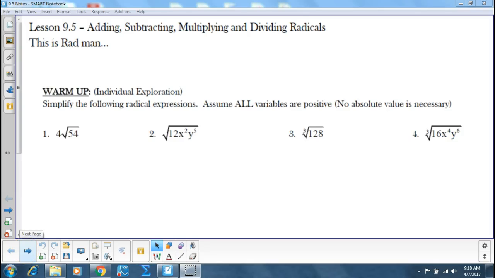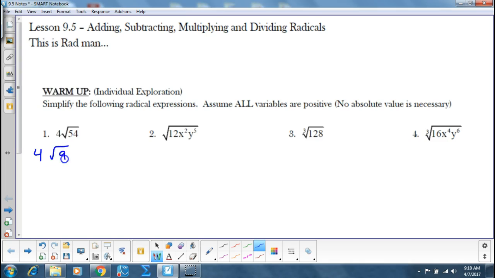So let's spot check the first one. So 4 is outside, correct? Okay. So that's going to be 4. 54. What does 54 break down into? 9 and 6. So that's going to be the square root of 9 and the square root of 6. Why is the square root of 9 important?